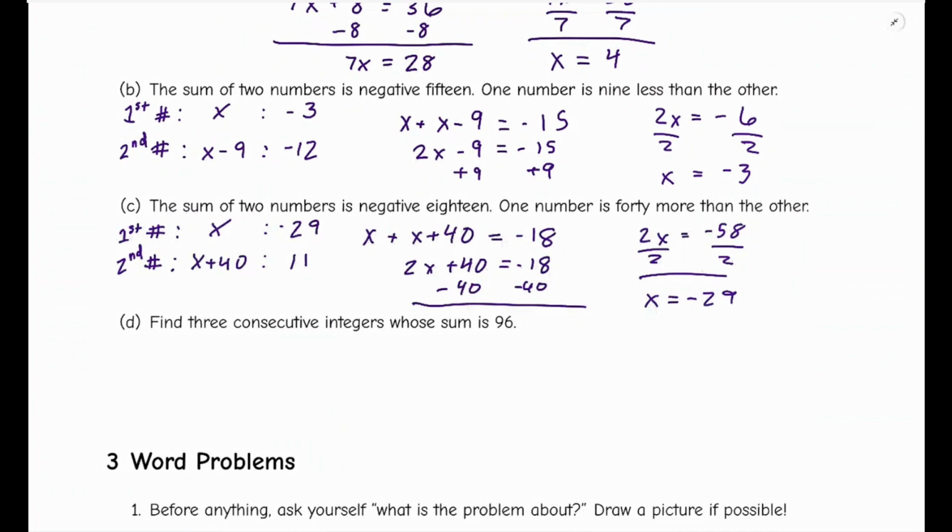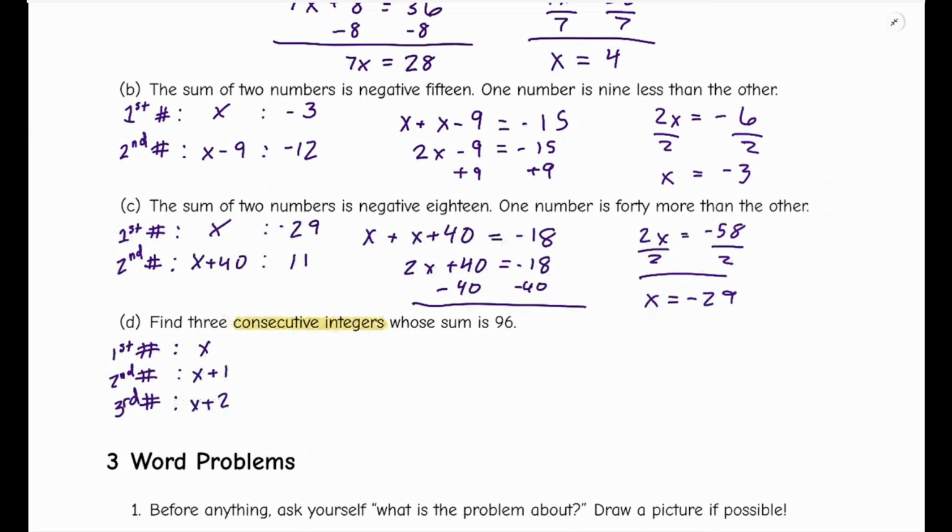Part D, find three consecutive integers whose sum is 96. So this time I have three numbers. So I'm going to say the first number, the second number, and the third number. So first number, I don't know anything about it, but now you need to know what the word consecutive integers means. That means one number right after the other. So what comes after x then? Well, it would be one more than x, because that would be the next number, so that's x plus 1. And one more than that would be x plus 2.